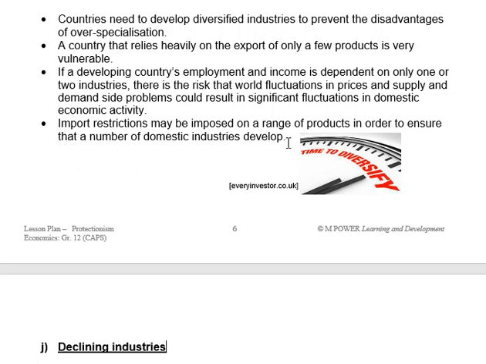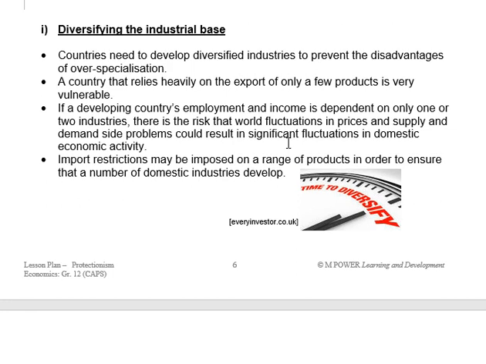Okay, and then the last, sorry, not the last one. Diversifying the industrial base. We did speak about diversification yesterday in that lesson as well. Remember, we need to avoid the disadvantages of over-specialization. Any country that relies heavily on the export of only a few products, like gold, that's the example I used yesterday. If we rely only on gold and the gold price falls, gold is the only thing we have to sell. We are forced then to sell that gold at that low price. We are selling at a loss, but we need money, so we sell it anyway. We can't do that. That's over-specialization.